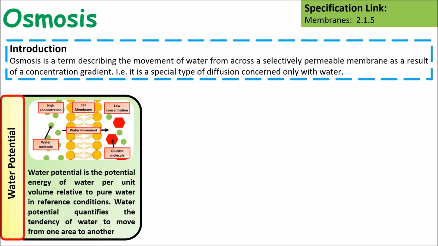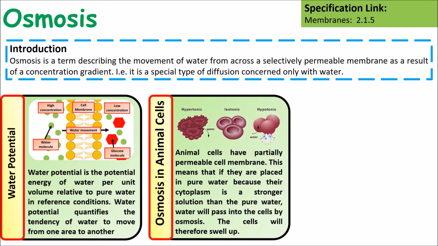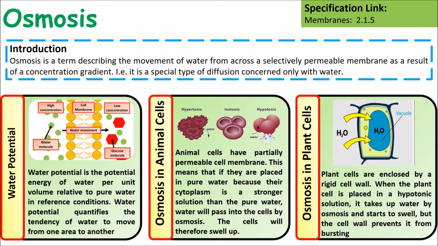Some key things that we need to think about and look at in this video are water potential, so this is talking about the concentration of water, osmosis in cells and the effect that osmosis has on cells, and more importantly, how osmosis affects plant cells.